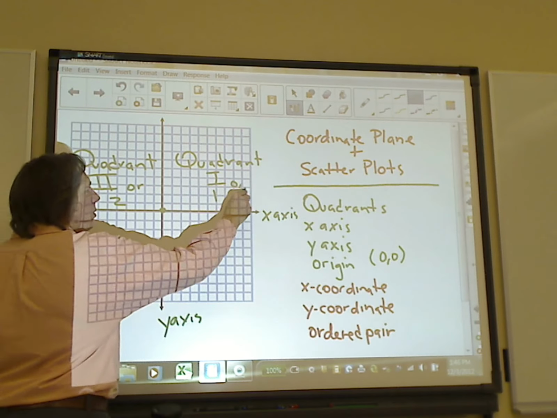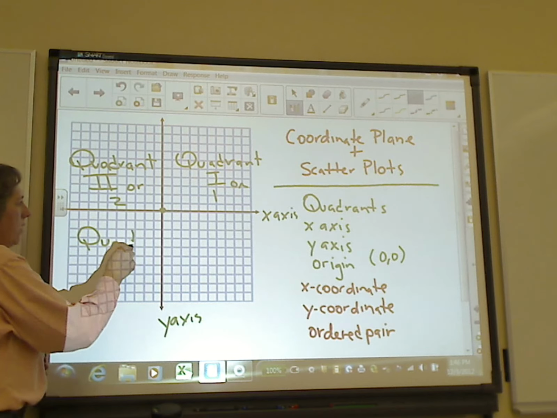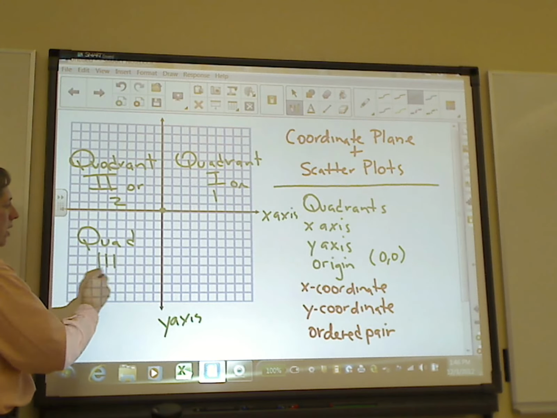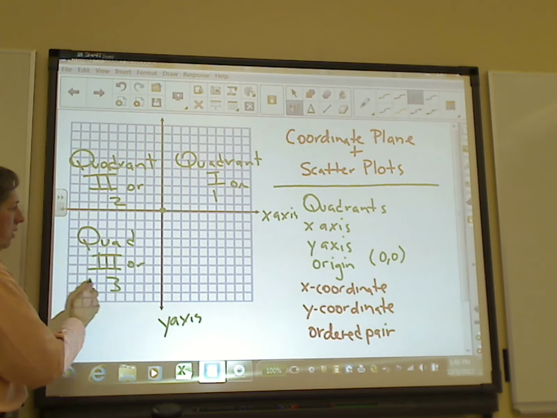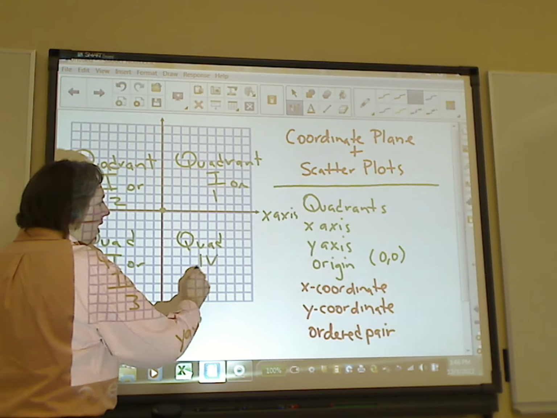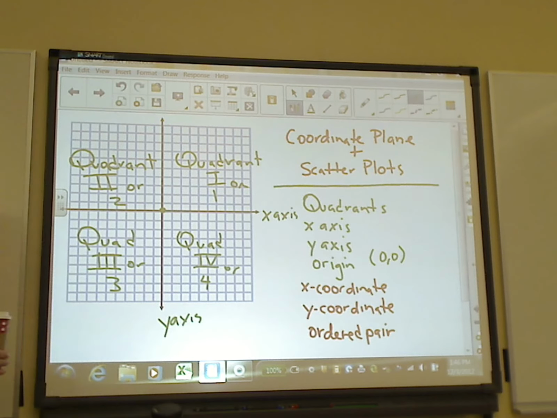Put an or. When you get down here, I'm going to just start shortening this to quad, as long as you understand that represents quadrant. Quadrant 3, or 3, and quadrant 4. That's the Roman numerals, or quadrant 4. So you have 4 sections for this coordinate plane.